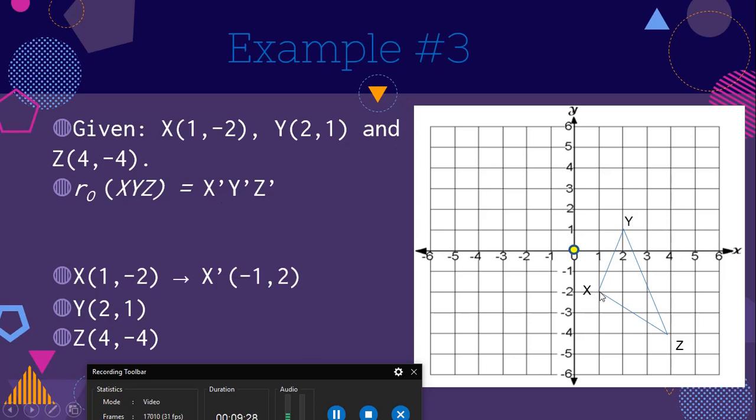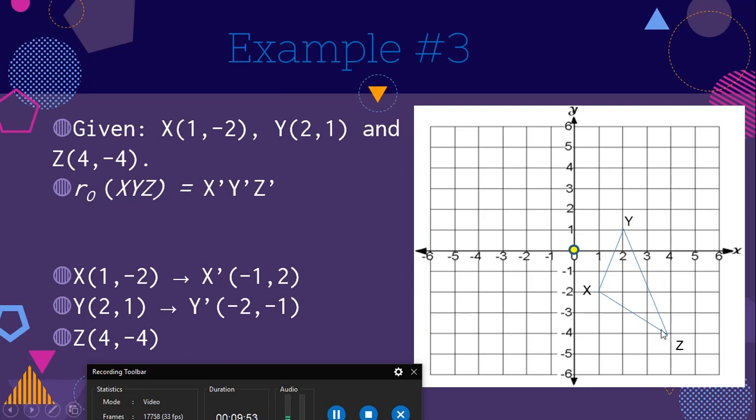In order to find its new location, I have to rise 2 blocks and go 1 to the left. So I'm going to follow that pattern, rise 2 blocks, 1 to the left. This location is -1, +2. So that's where X prime is located. For Y prime, we're going to drop a block and run 2 to the left, drop a block, 2 to the left, -2, -1.